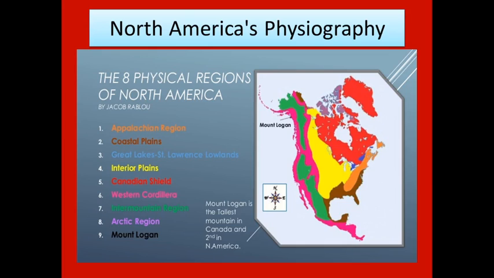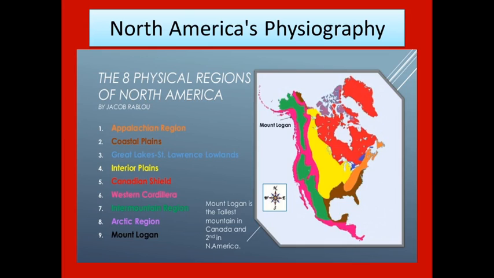The 8 physical regions of North America, that is Appalachian region, which is in orange color, coastal plains, which is brown in color. Can you see in the map, brown color? Great Lakes, St. Lawrence lowlands, which is in blue. Interior plains, you can see in the center there, which is in yellow color. Canadian Shield, it is red. Can you see, children? The red color, that is the Canadian Shield.